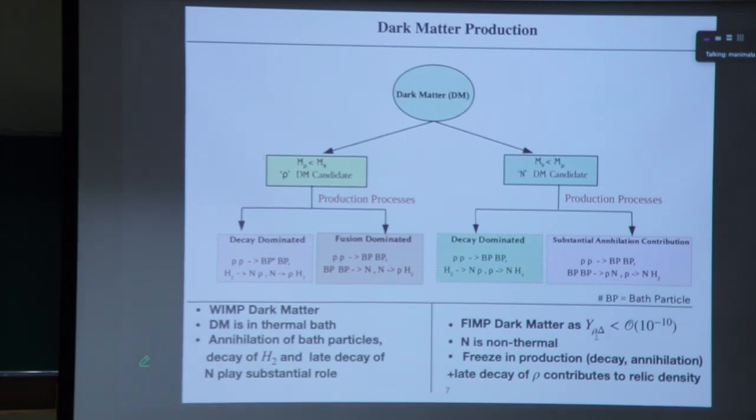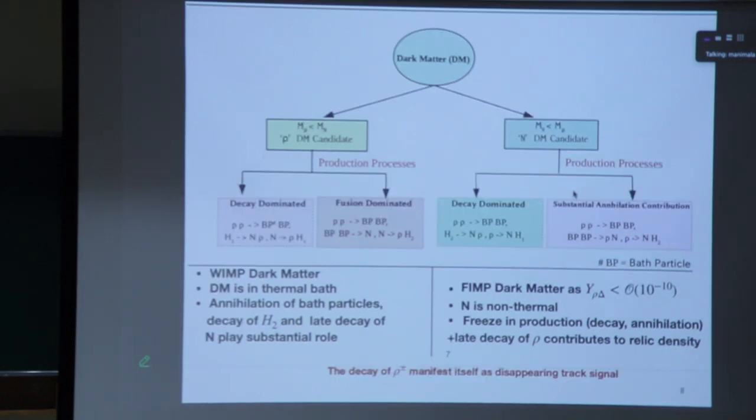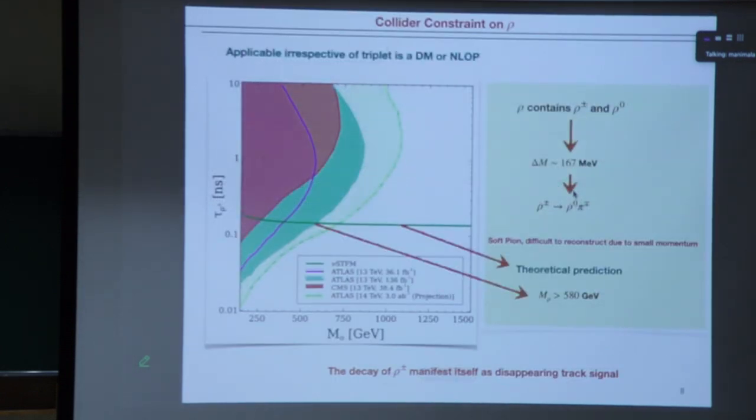So with this kind of coupling in mind, this summarizes the different production processes and the interplay of the different scenarios where rho is the dark matter candidate versus N is the dark matter candidate. Now, before I move into detail, rho is an SU(2) triplet field and it's a thermal dark matter, so certain constraints we need to keep in mind.